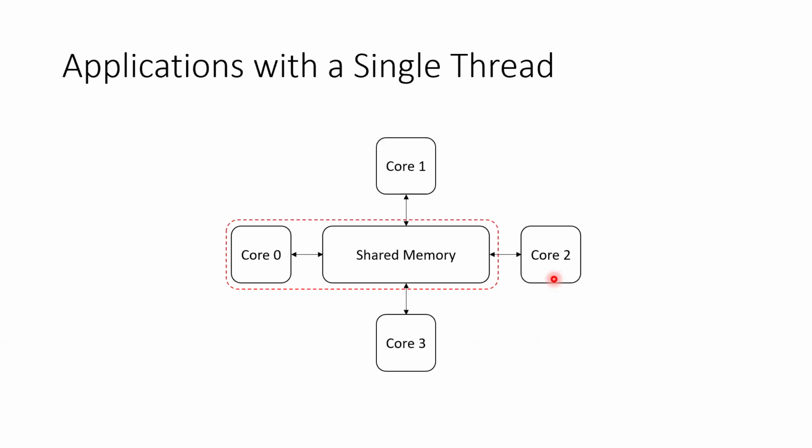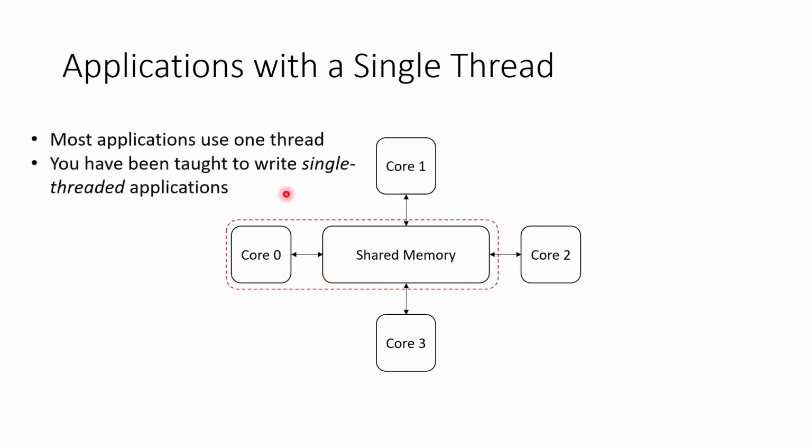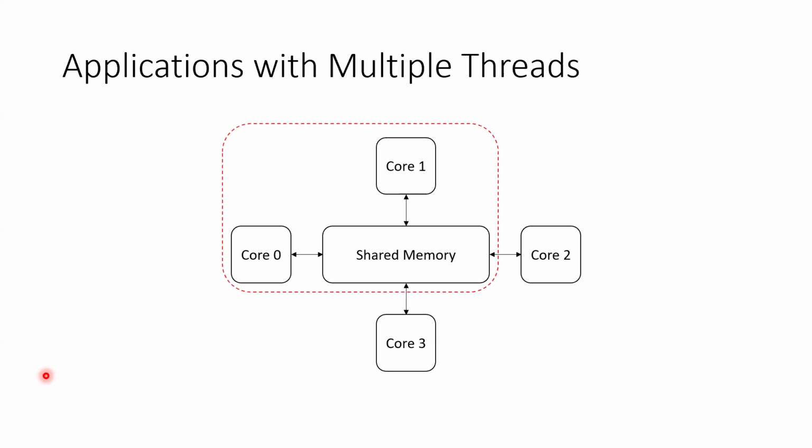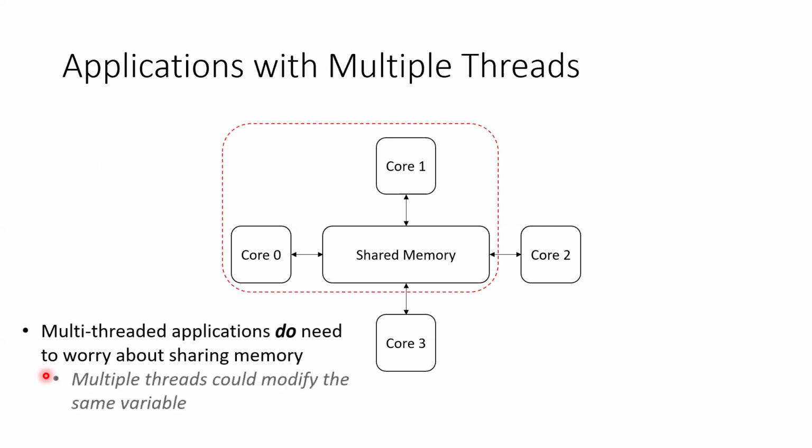In all of the programs that you have written till today, you're using a single core with the shared memory. Most applications use one thread, and you have been taught to write single-threaded applications. Single-threaded applications do not need to worry about sharing memory because you are the only one using it. But if you have multiple threads, you will need to worry about memory sharing because multiple threads can be writing or reading the same memory. And you don't want that to mess up your program execution.